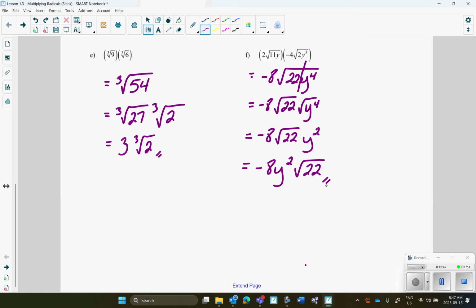Any questions? Is the y squared included in that square root of 22, or is it outside the square root? No, it's not. The square root only goes around 22. So it's just multiplied? Yes, that's right.